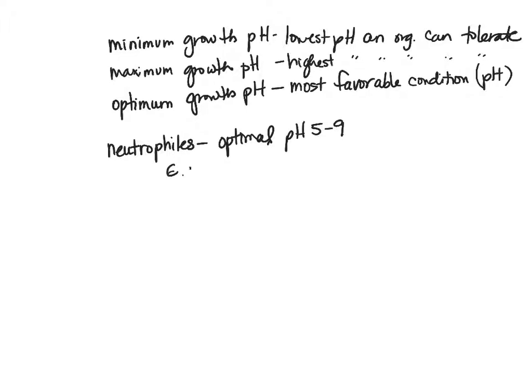So some neutrophiles, for example, are E. coli. So that grows on and in our bodies. Oftentimes, it's not a problem. It's just part of our natural microbiome. But it grows in and on us because we're at about 7 to 7.5, depending. So that is the optimum growth pH, but it can be between pH 5 and 9, depending on the organism.